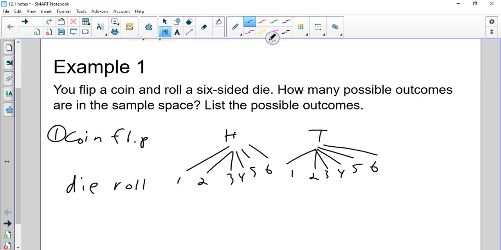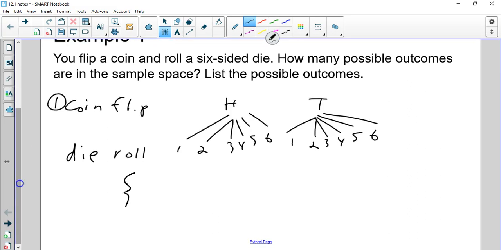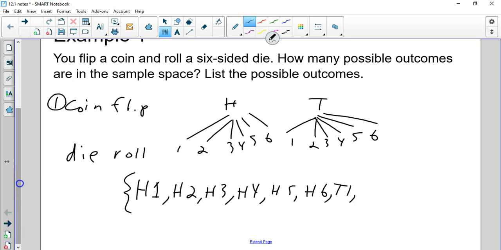Okay? So the sample space, and usually we put that in braces, would be, and you can list this any way you want, you can do 1H or H1, and then H2, H3, and so you see where this is going. Tails 1, tails 2, tails 3, tails 4, tails 5, and tails 6. Okay, that's the sample space. Those are all the possible outcomes.